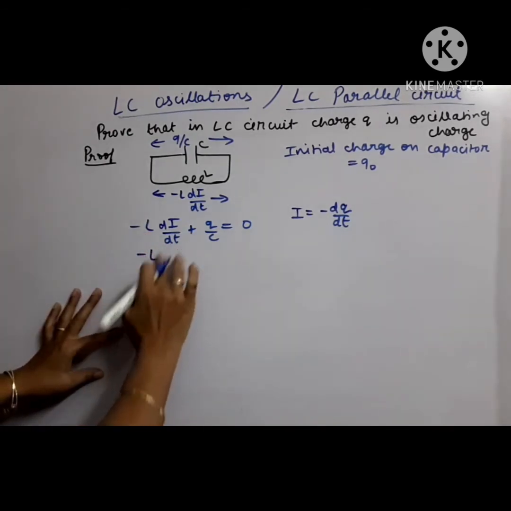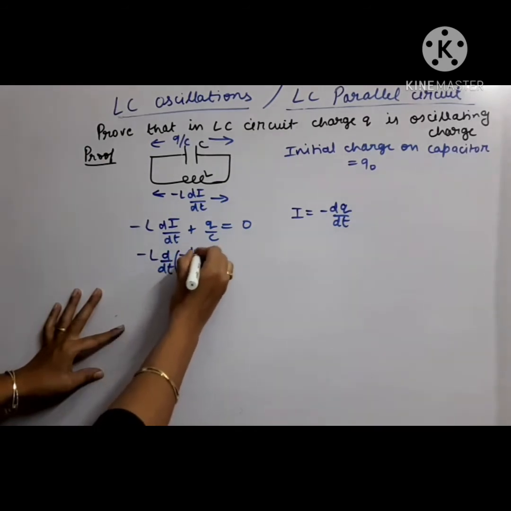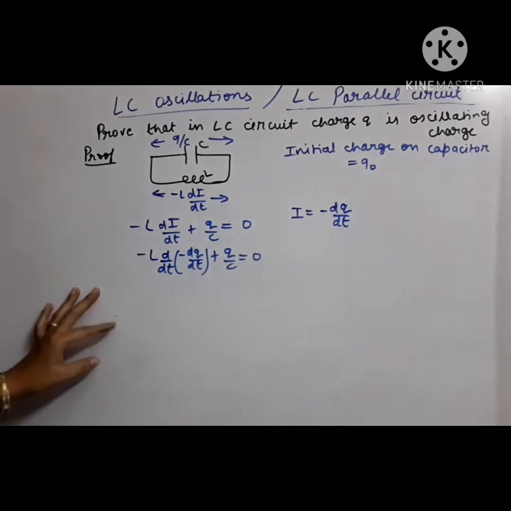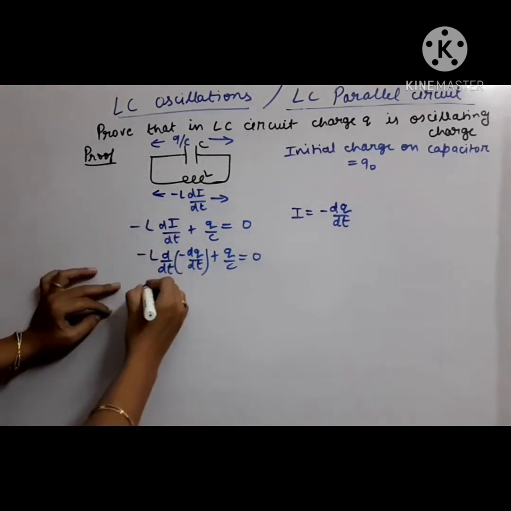Okay, so let us put it here in this equation. So d by dt is outside, I value is minus dq by dt, plus q by C equal to 0. Now here d by dt is appearing 2 times and minus minus plus.